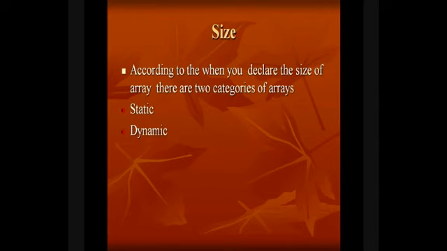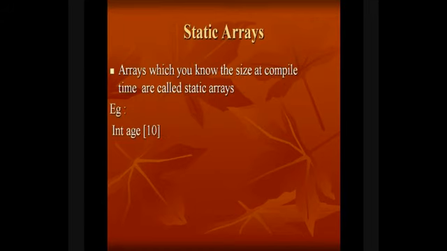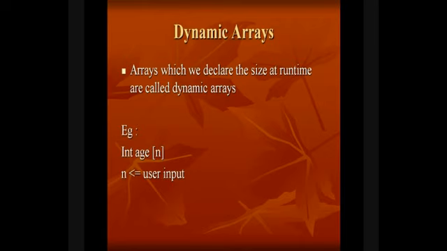According to how you declare the size of the array, there are two categories of arrays. One is static arrays, and the other is dynamic arrays. Arrays for which you know the size at compile time are called static arrays. Normally static arrays are ones which have the size declared in code. Arrays for which we declare the size at runtime are called dynamic arrays. Normally the array size is not declared as a numeric value in the program, and it is taken as user input.